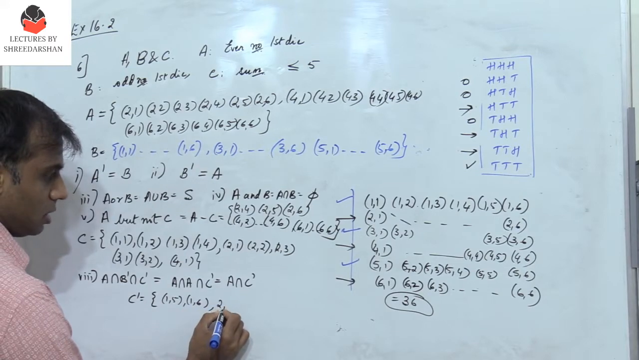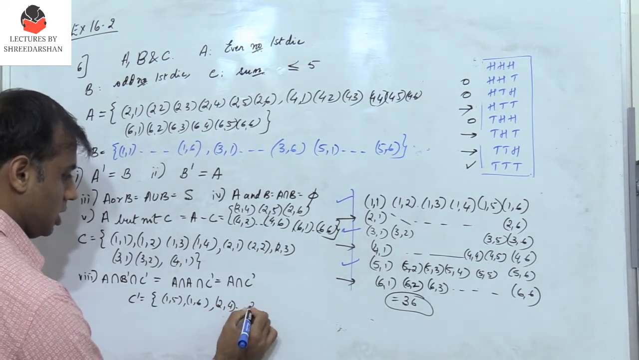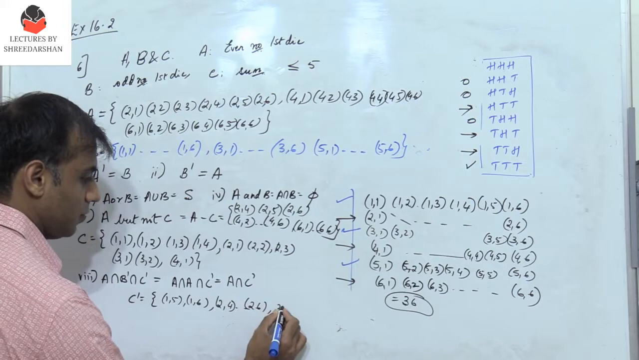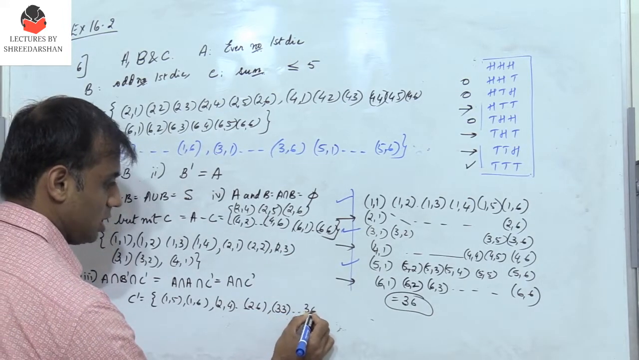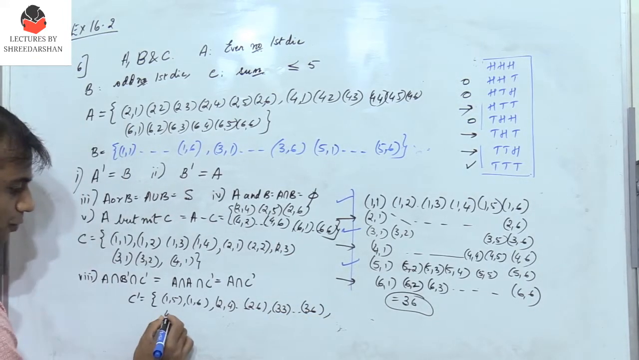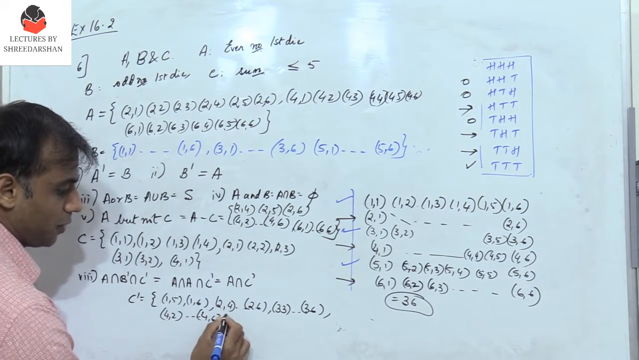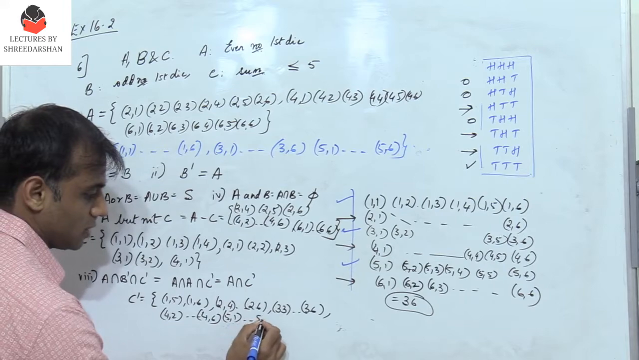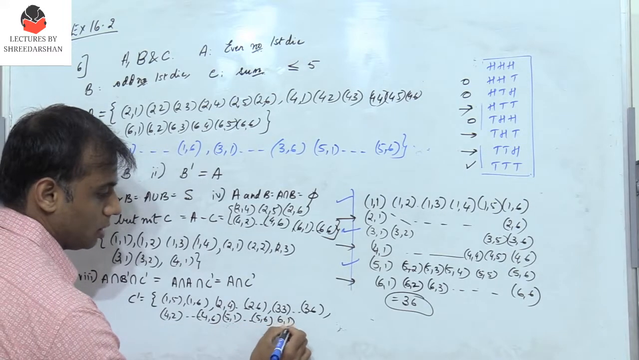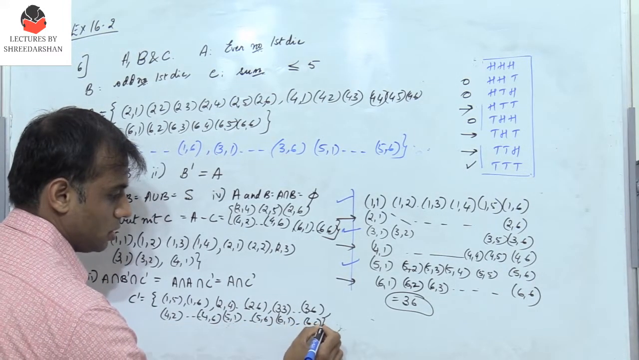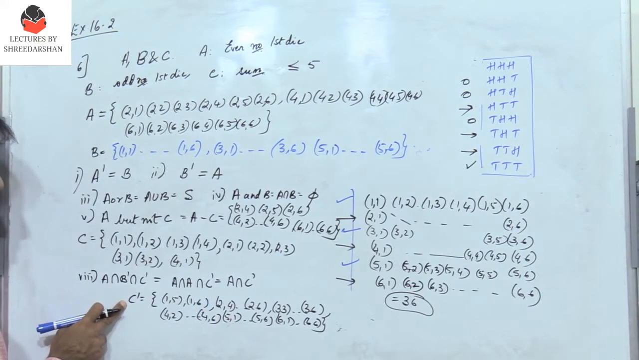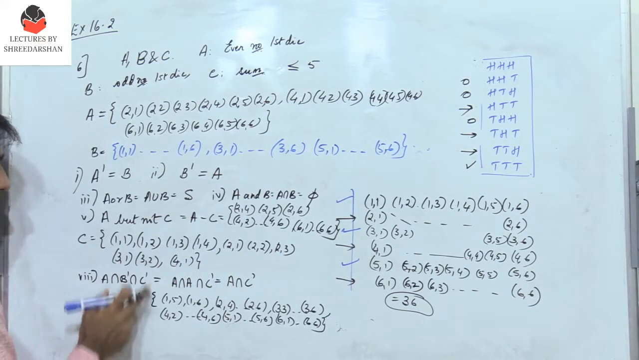Then I have 2,4 to 2,6. Then I have 3,3 to 3,6. Then I have 4,2 to 4,6. 5,1 to 5,6. 6,1 to 6,6. So these are all the elements in C dash, right? The elements in the sample space which are not there in C.